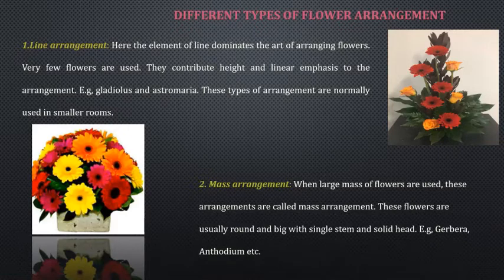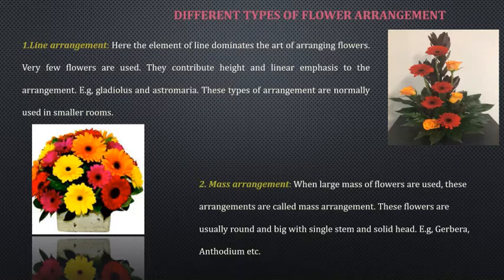So today we will learn about the different types and styles of flower arrangement and bouquet making. So let's start with the different types of flower arrangement. The first one is line arrangement. Here the element of the line dominates the art of arranging flowers, so we require only a few flowers. This line arrangement contributes height and linear emphasis to the arrangement. Linear means a line.